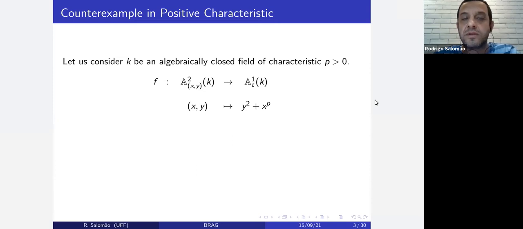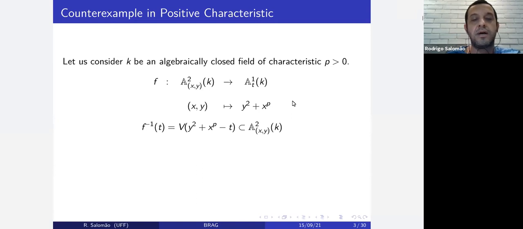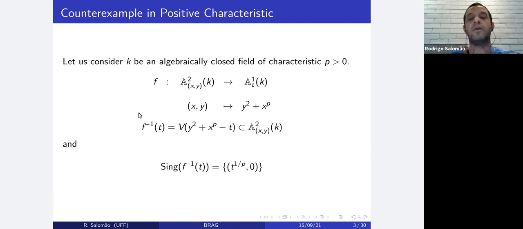So let us consider K an algebraically closed field of characteristic p and a morphism from the affine plane to the affine line given by this polynomial here. The fiber over each t in the affine line is given by the affine curve given by this polynomial here. If we apply the Jacobian criterion, we will be able to compute the singularities of this fiber. And we can see that the singularity of the fiber over t is given by this point.